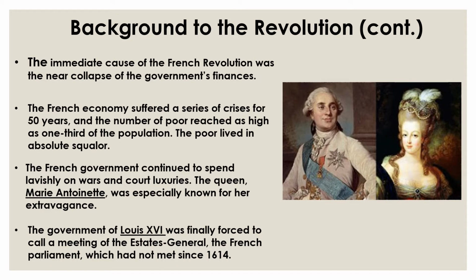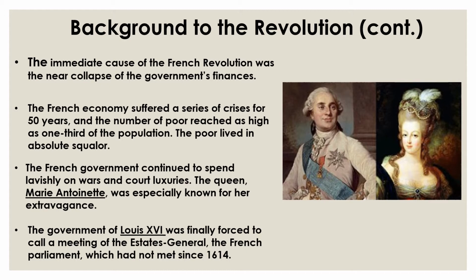The immediate cause of the French Revolution was the near collapse of the government's finances. The French economy suffered a series of crises for about 50 years, and the number of poor reached as high as 1/3 of the population. The poor lived in absolute squalor. And what I mean by poor here is basically homeless and nothing to their name at all. They're the lowest of the third estate.